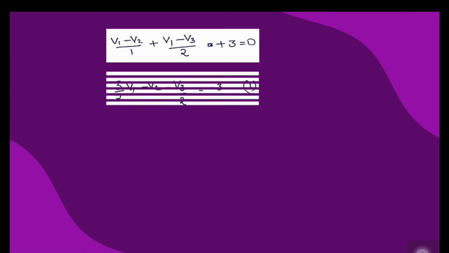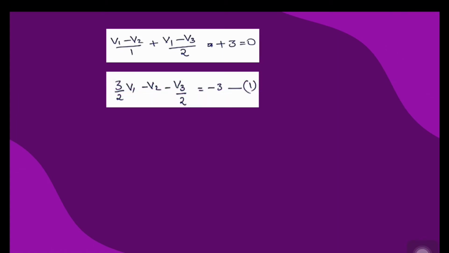By rearranging this we get 3 by 2 V1 minus V2 minus V3 by 2 is equal to minus 3, which is labeled as equation number 1.